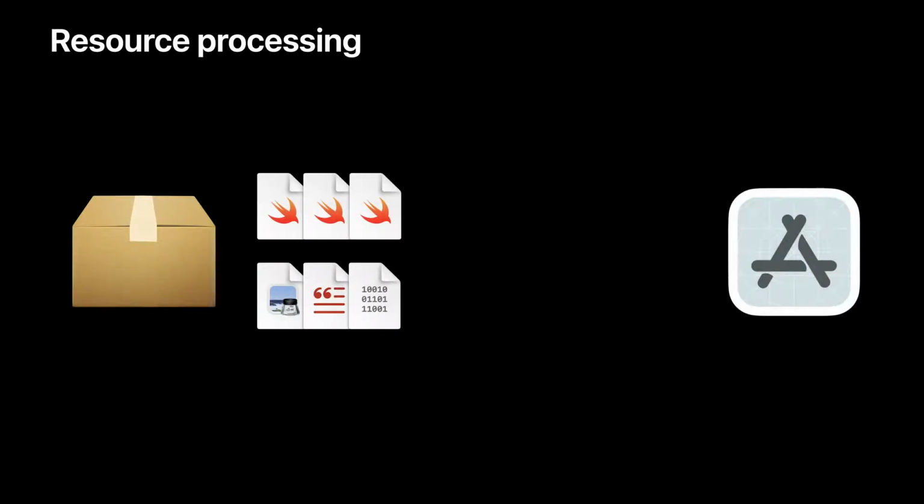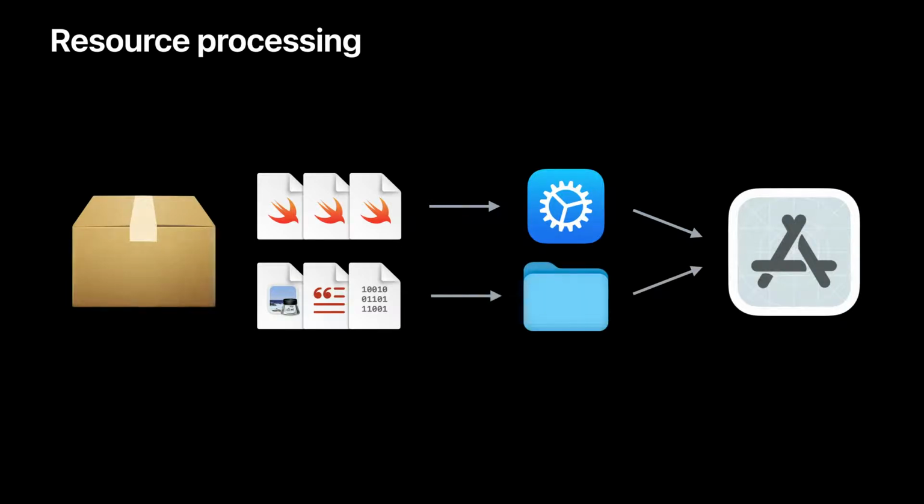So what happens to the files in a target when it's built? For example, here we have a package and an app that uses the package. The package contains source files as well as resource files. Each target's sources get compiled into a code module and linked into the client app. Each target's resources are processed into a resource bundle for that module, which then gets embedded into the app.